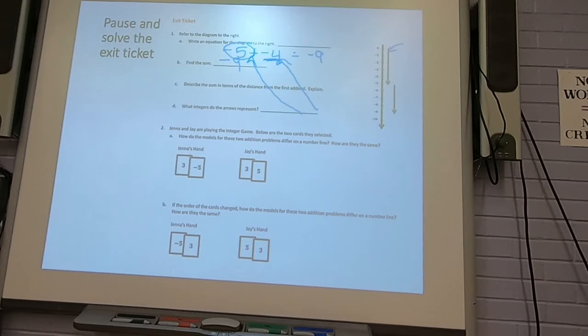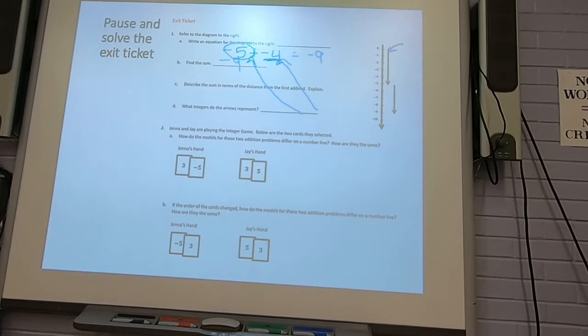All right, how do the models for these 2 addition problems differ on a number line? The first one, you would start at 0 and go to 3, and then go left 5. On the second one, you would start at 0, go to 3, and go right 5 because it's positive. So how they differ is one goes left and one goes right.